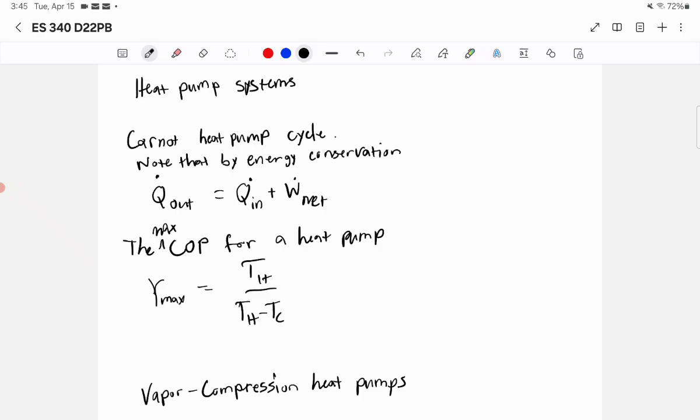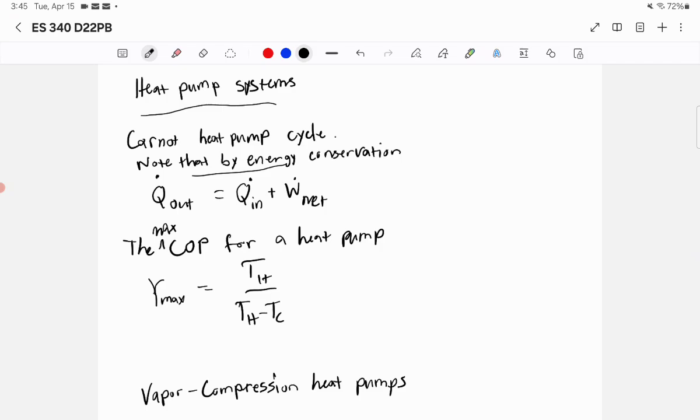So we've discussed refrigeration cycles. Now we can also get into heat pumps. So the Carnot heat pump cycle starts out by noting, by the conservation of energy, that whatever the net out heat is going to be equal to the net heat in plus the net work done.